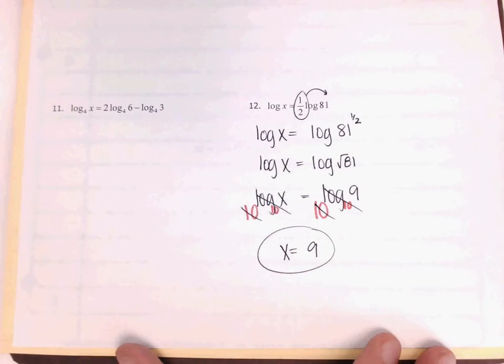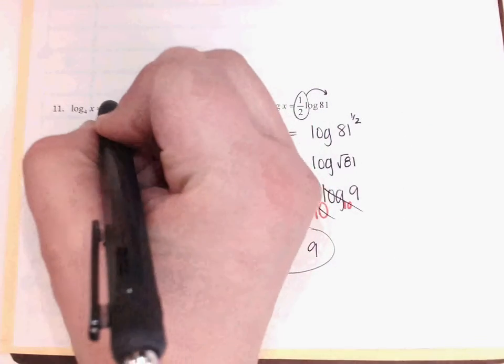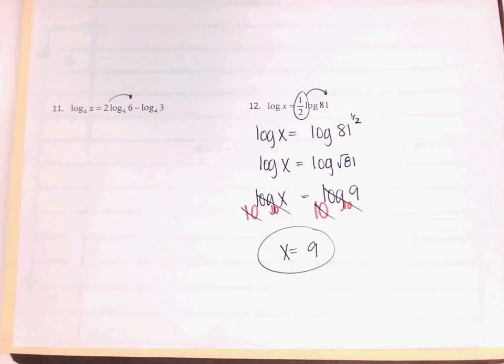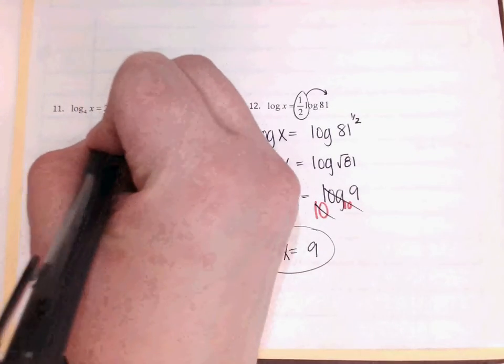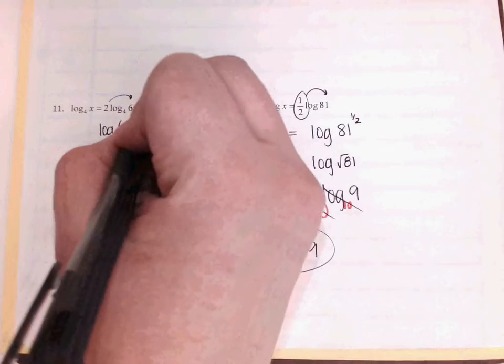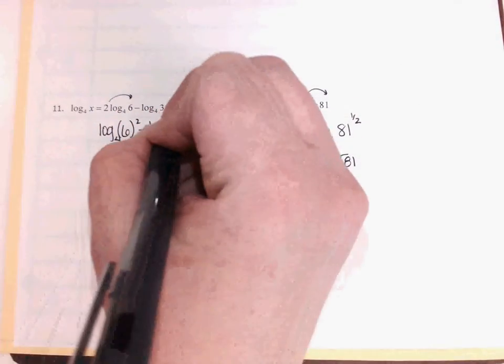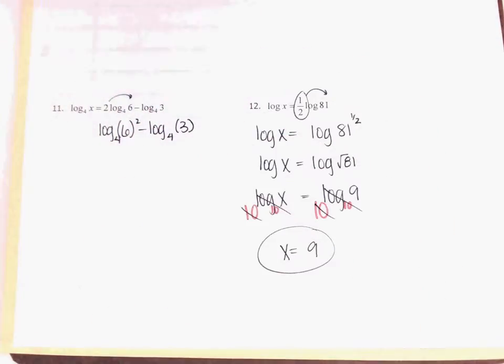Okay, take a look at number 11. Number 11 also has a property like that. What number's in the way that's making me not able to do my little log thing? The 2. So my 2 is going to jump up here. So now I'm going to have log little 4 of 6 to the 2 minus log little 4 of 3. So far so good?